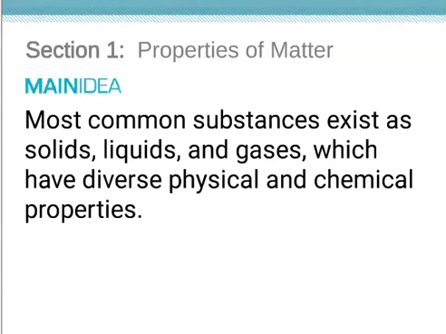Our next unit, which is titled Properties of Matter. The main idea for this next section is that most common substances exist as solids, liquids, and gases, which have diverse physical and chemical properties. Now, there are a couple of other phases that exist in outer space and in different situations, but we're going to stick to the main three types for our purposes right now.